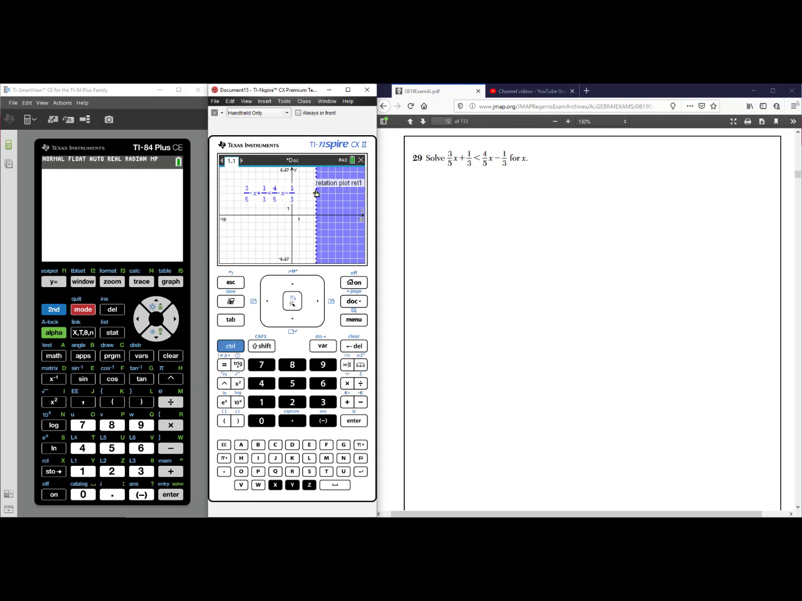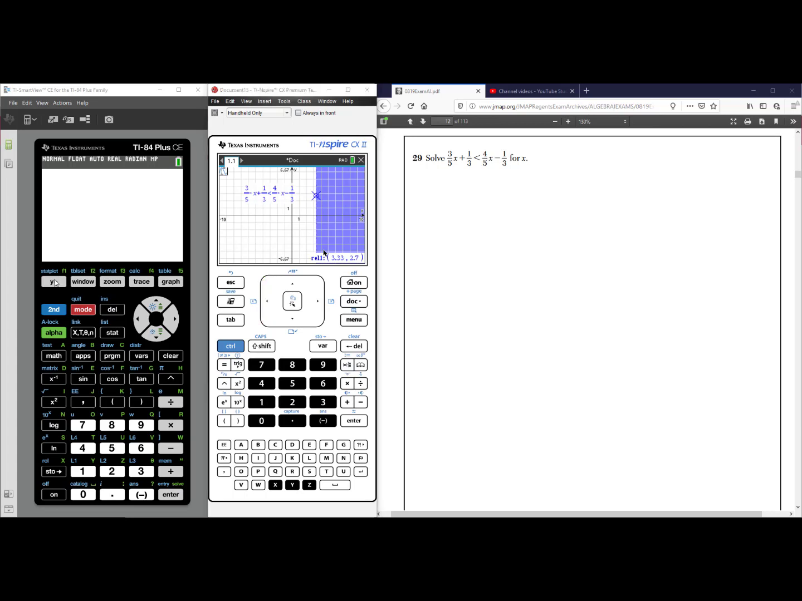I can see that it is a dashed line, so it is not equivalent to. When I go to Menu, and I choose number 5, Trace, and I do a graph trace, I can see that 3 1/3 is that line. So x is greater than 3 1/3.